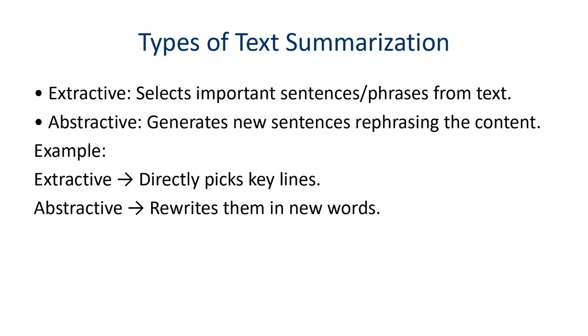Abstractive summarization, however, goes further. It paraphrases and generates new sentences to express the same meaning, much like how a human summarizes. For instance, extractive systems might copy key lines, while abstractive systems create new ones in natural language. Modern systems such as GPT, T5, and BART are powerful examples of abstractive summarizers.